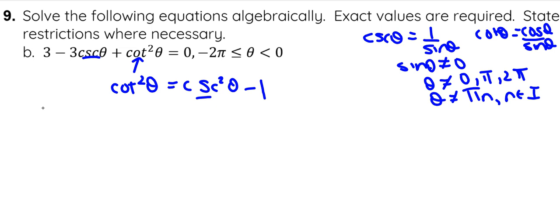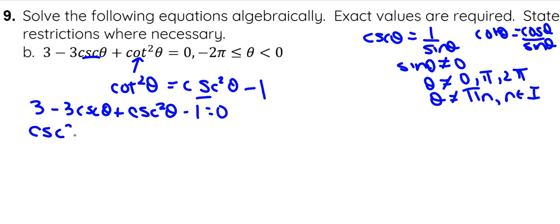So let's do that. I'm going to have 3 minus 3 cosecant theta plus cotan squared theta, which is cosecant squared theta minus 1. That will all equal 0. So let's write this in descending powers: cosecant squared minus 3 cosecant theta, 3 take away 1 is 2, equals 0.